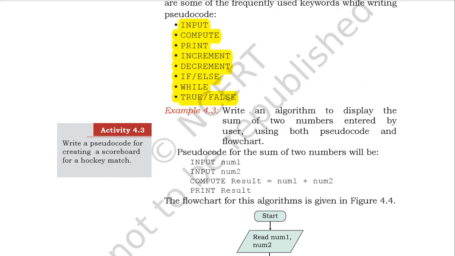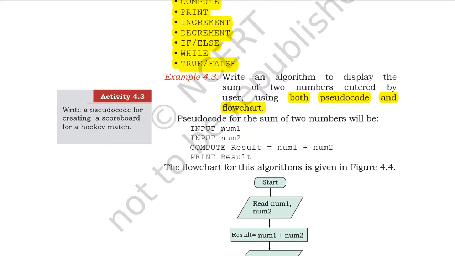Now see, write an algorithm to display the sum of two numbers entered by the user using both pseudocode and flowchart. This is the vital part. You have to use both pseudocode and flowchart. Now see, the pseudocode for the sum of two numbers will be: input num1, input num2, compute result equals num1 plus num2, and then print result. This is the pseudocode for the sum of two numbers.